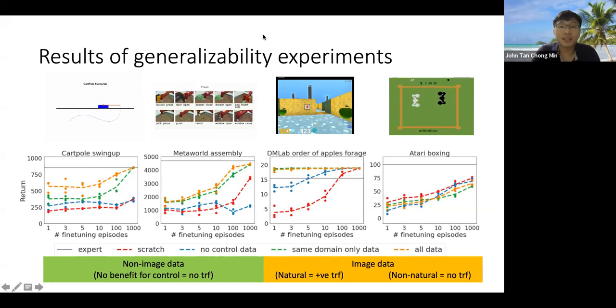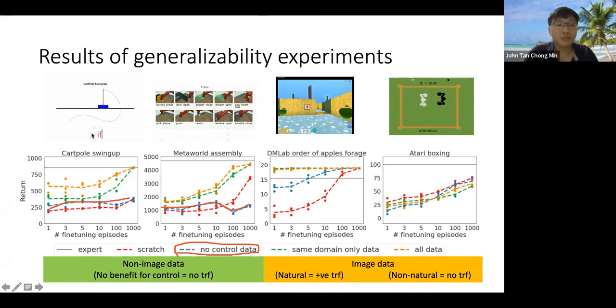So what are the results of this few-shot fine-tuning? The results are like this. For non-image data, this is proprioception data, where you only have the state of the joints, and this also is proprioception. When they did this experiment, with no control data, which means anything that is not in that domain, it doesn't give much benefit over scratch. In fact, it might even hurt the performance, because you taint it with other things that are different.